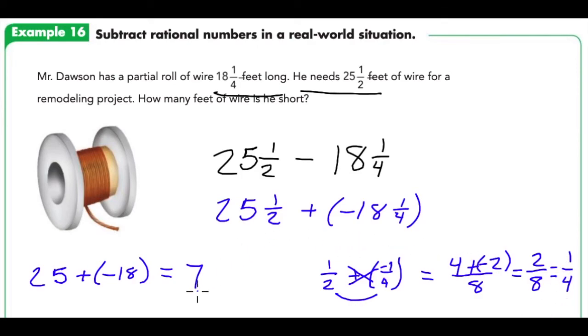So we're left with a positive 7 and a positive 1/4. Because of the same signs, we could combine them. 7 plus 1/4 leaves us with 7 and a fourth. And this means that Mr. Dawson is 7 1/4 feet of wire short.